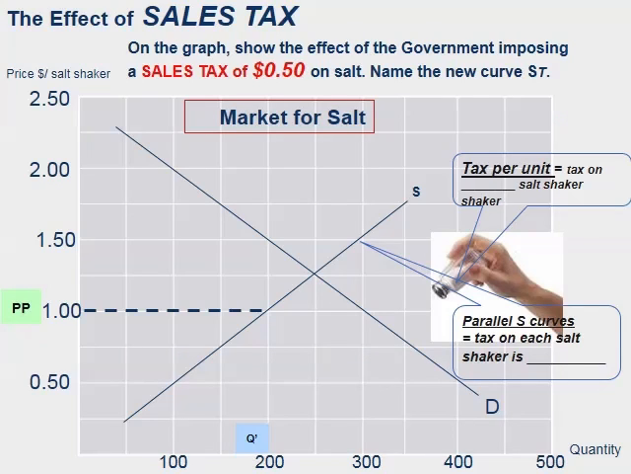Okay, now what we're looking at is the market for salt, but more particularly we're looking at the market for salt that's sold in shakers, small containers.